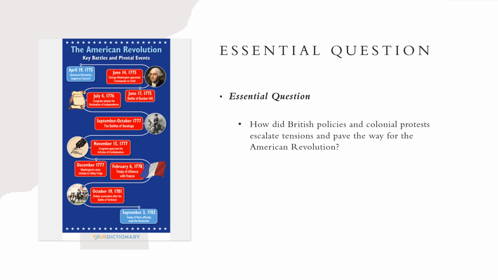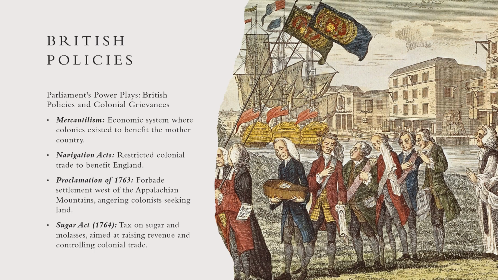We will see how Parliament's attempts to control the colonies are met with fierce resistance, setting the stage for a historic showdown. So the conflict lay in the policies enacted by the British Parliament. Britain, following the theory of mercantilism, believed that the colonies existed to benefit the mother country. This meant that the colonies were expected to provide raw materials to England and serve as a market for British manufactured goods.